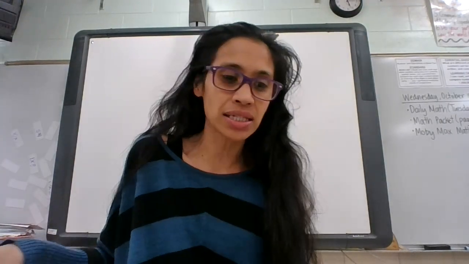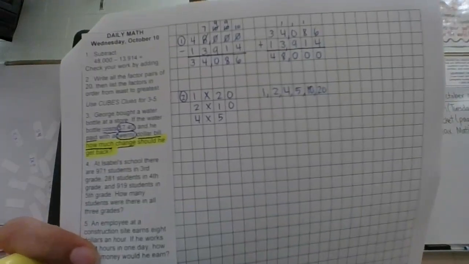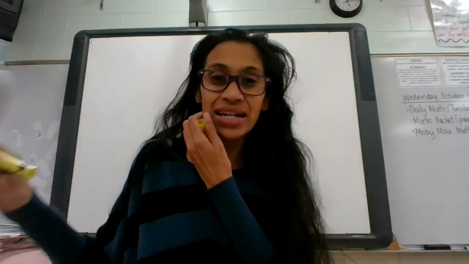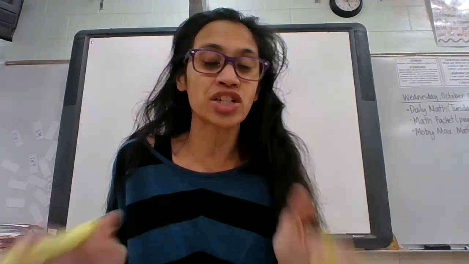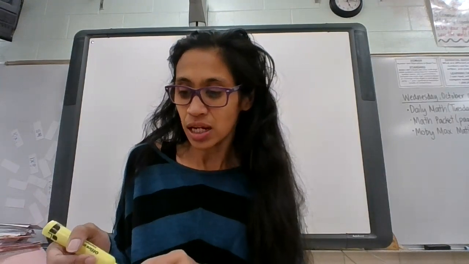Next is to box the question. You can box the question. I want to highlight the question. So the question is how much change should he get back? Right there. Now eliminate any unnecessary information. I'm good with that. If there's anything that is confusing you, or you don't need, cross it out.